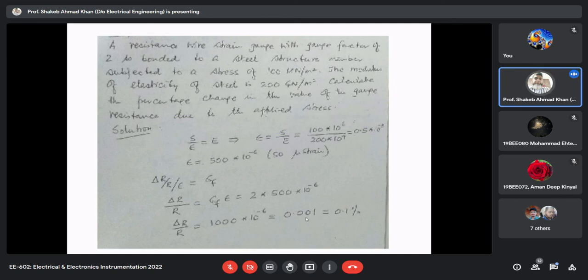You can see that this is the real situation. The change is very small, so it is always desirable that the gauge factor should be high. But still, the semiconducting strain gauge, which has the highest gauge factor, is not preferred. So that is my question. If anybody has anything which is not clear in this numerical problem, you can ask, please.